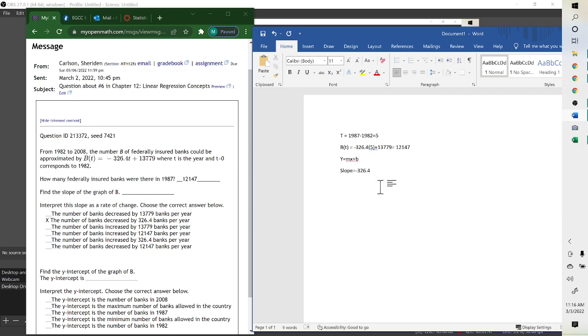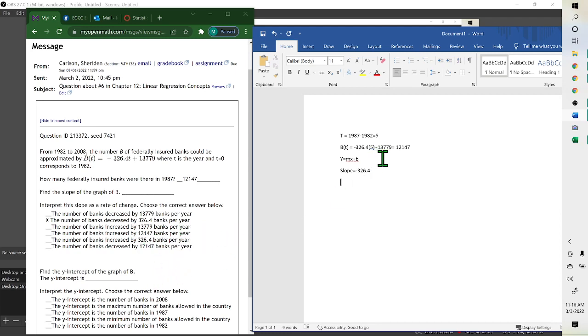So it's always the change in y over the change in x. So x increases by 1, y decreases by 326. The number of banks decreased by 326.4 each year.